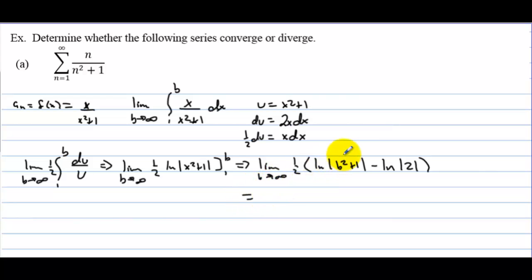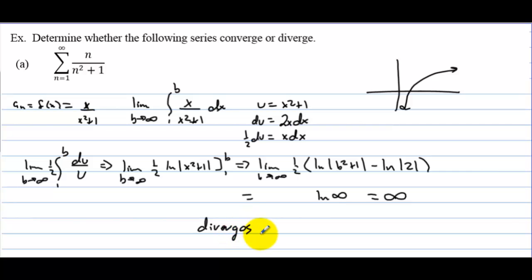When we plug infinity into this right here, we'll have the natural log of infinity squared plus 1, which is infinity, and natural log shoots off to infinity. So as x approaches infinity, shooting off to infinity, this all equals infinity. So we say diverges by the integral test.